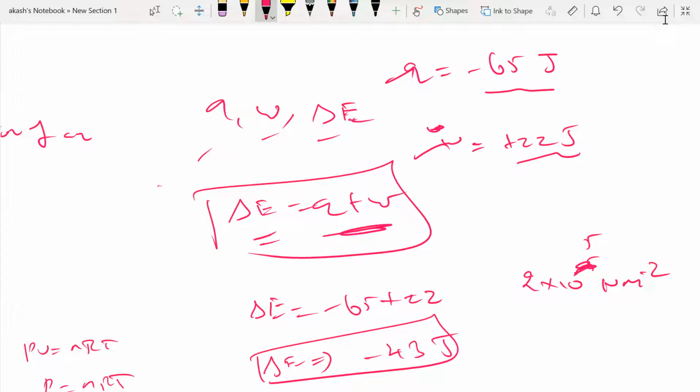Okay, go for it. Sir, I'm sorry, could you repeat the question? Yeah, a gas absorbs 200 joules of heat and expands by 500 centimeter cube against a constant external pressure of 2 into 10 to the power 5 Newton per meter squared. Calculate delta E, the change in internal energy.